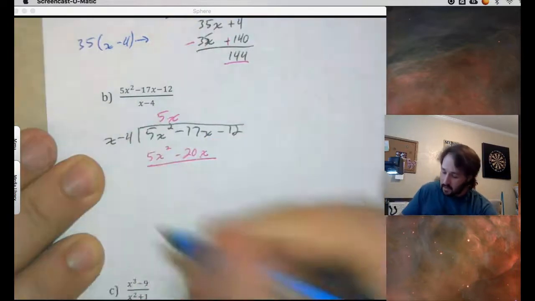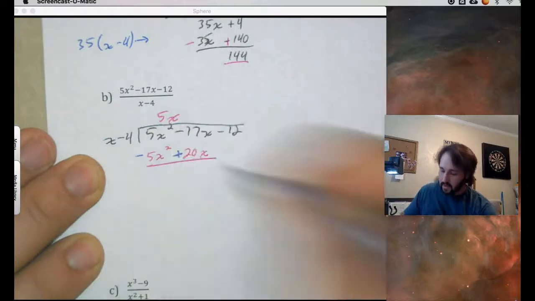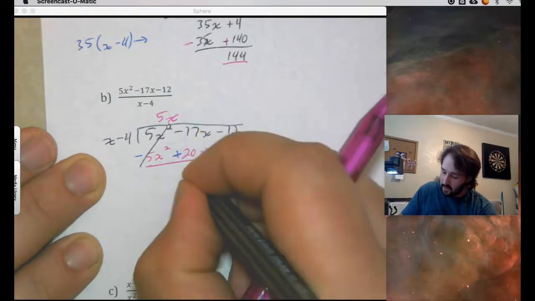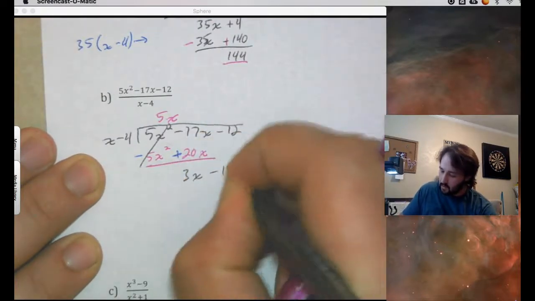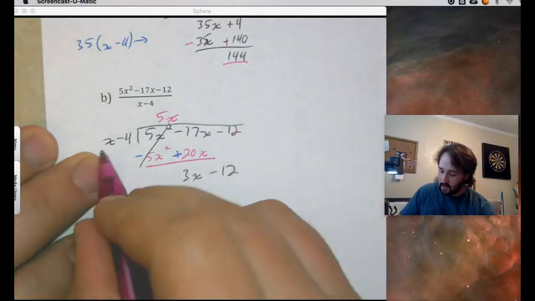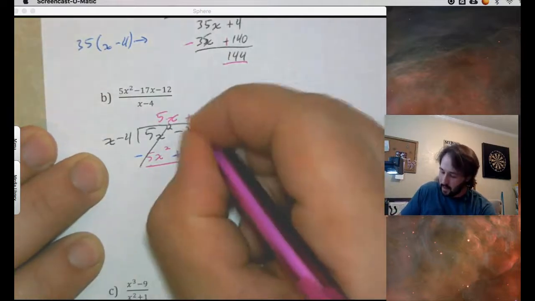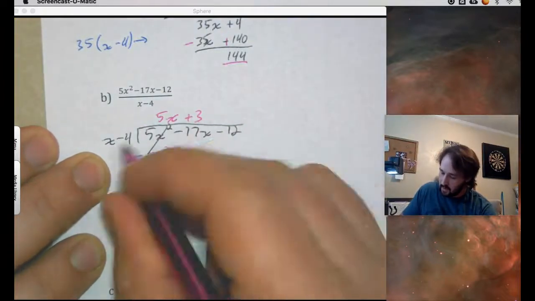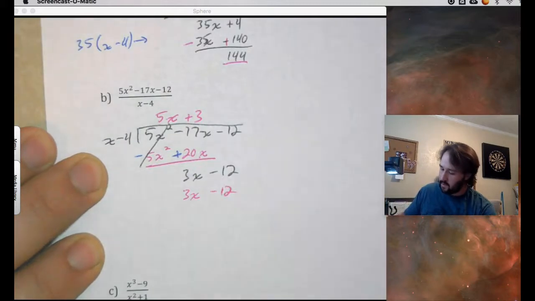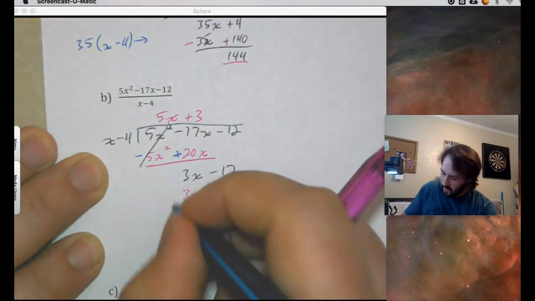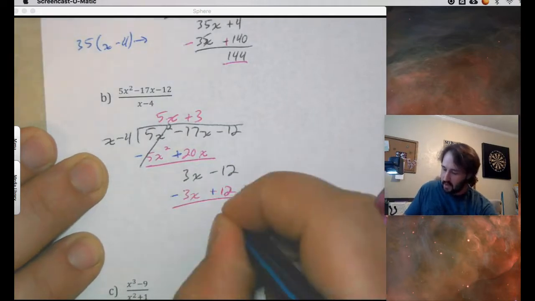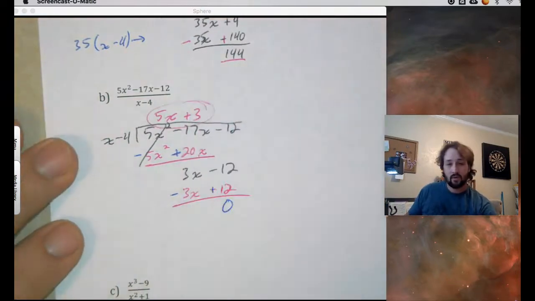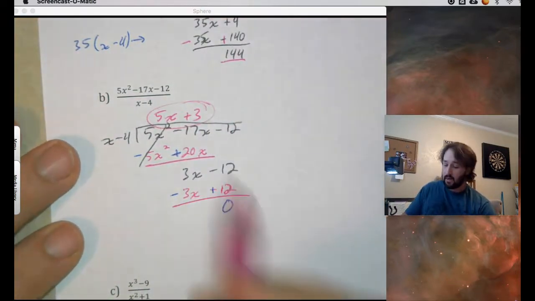Then again, I need to subtract this line, so change my signs, such that I get now, that makes 0, so negative 17 and positive 20 makes 3x minus 12. Then to get 3x from x, I need to multiply it by 3, so that now 3 times x is 3x. 3 times negative 4 is negative 12. Huh, interesting. So now, check it out. When I subtract and I change my signs, I get a remainder of 0. So what that actually means is this is a perfect factor. It's the solution, but it's also a perfect factor.